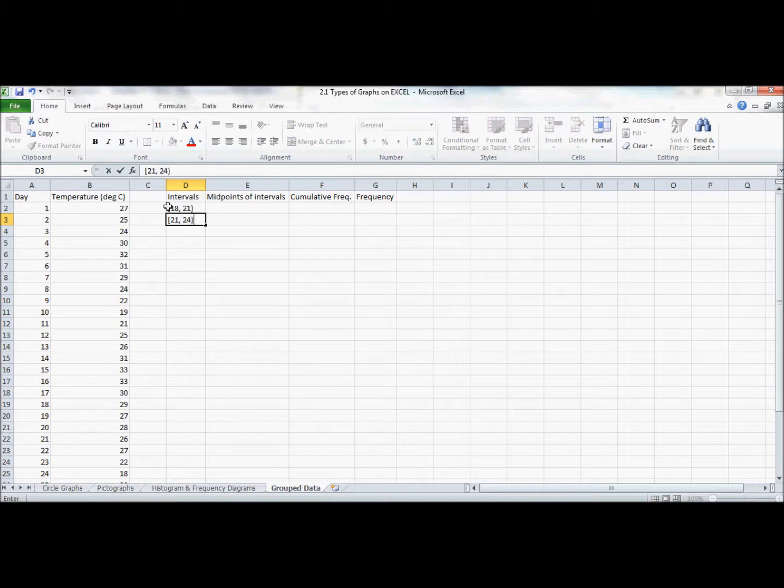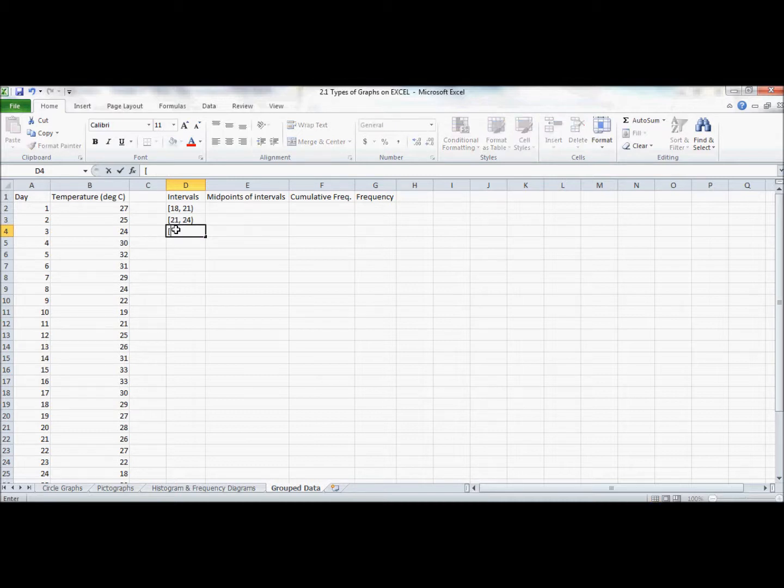Now, the reason I'm using these different kinds of brackets: the square bracket indicates that we're going to include that value as part of the interval, and the round bracket indicates that we're going to not include that value as part of the interval. This ensures that if we have a value exactly on an interval, like 21, for example, 21 is exactly on the borderline of each of these intervals, we know that it's going to be included in the second interval, but not in the first. That way we aren't counting things twice in two different intervals.